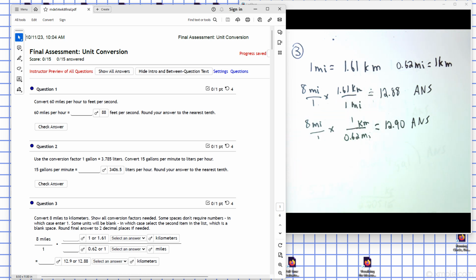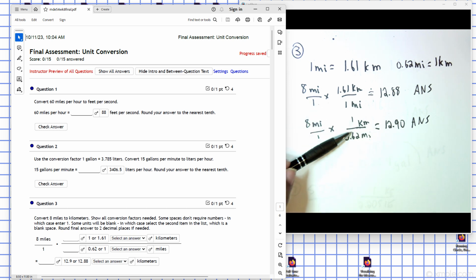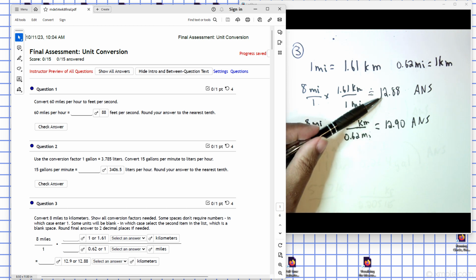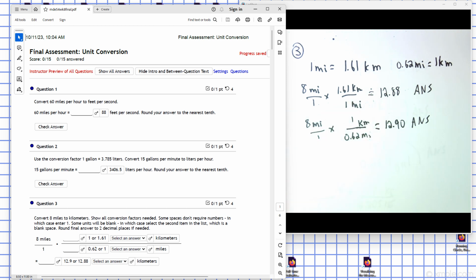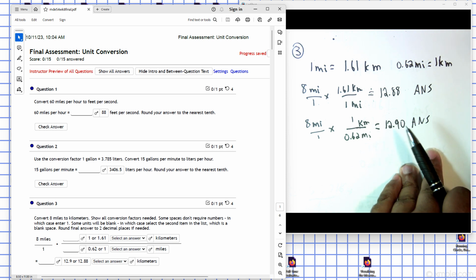For the second one, I get 12.90 using different rates here. There isn't a direct relationship between kilometers and miles, so they use approximations, and they give slightly different answers. Okay, and that was number 3.